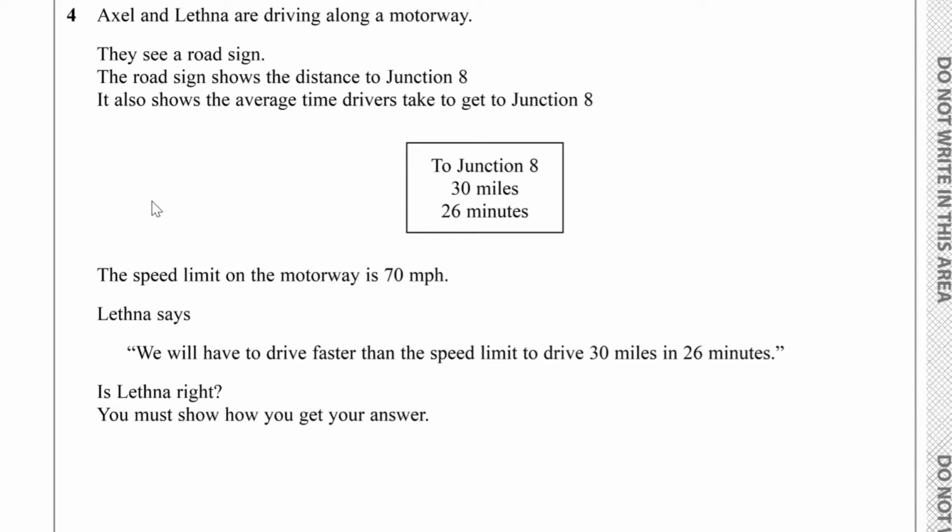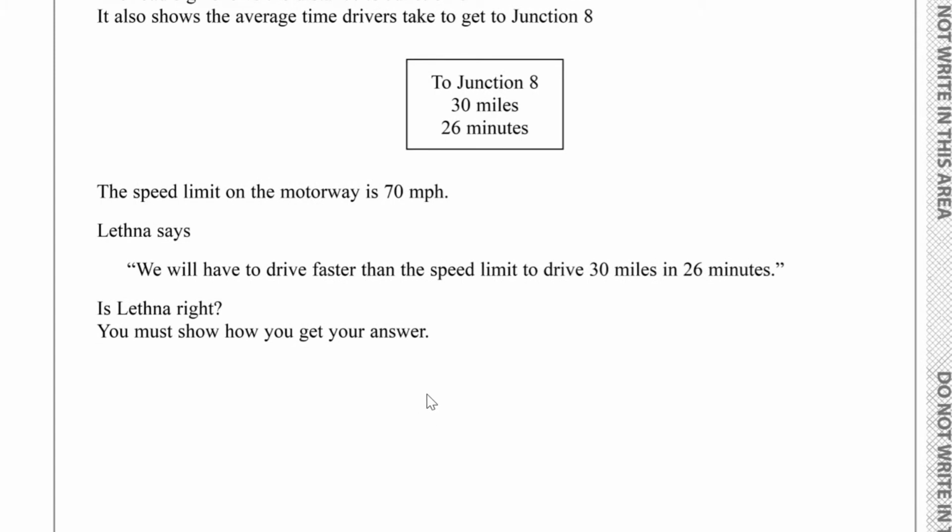Question number 4. Axel and Lethner are driving along a motorway. They see a road sign. The road sign shows the distance to junction 8. It also shows the average time drivers take to get to junction 8. So to junction 8 is another 30 miles and it'll take 26 minutes to get there. The speed limit on the motorway is 70 miles per hour, and Lethner says we will have to drive faster than the speed limit to drive 30 miles in 26 minutes. Is Lethner right? You must show how you get your answer.